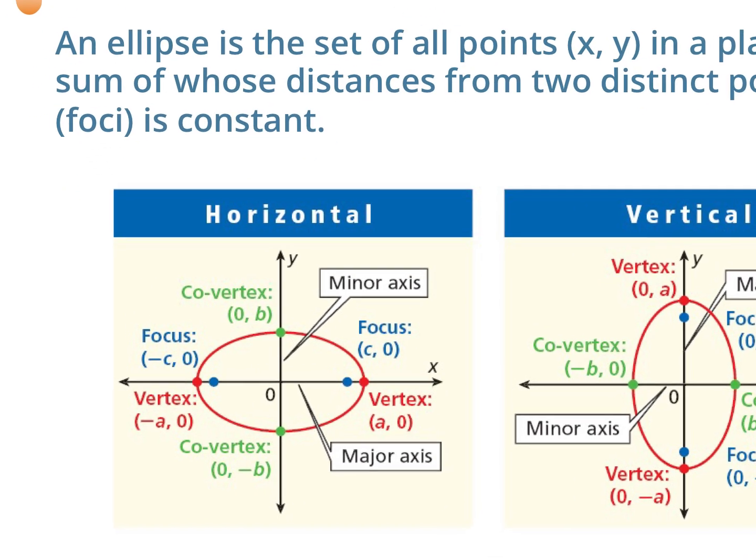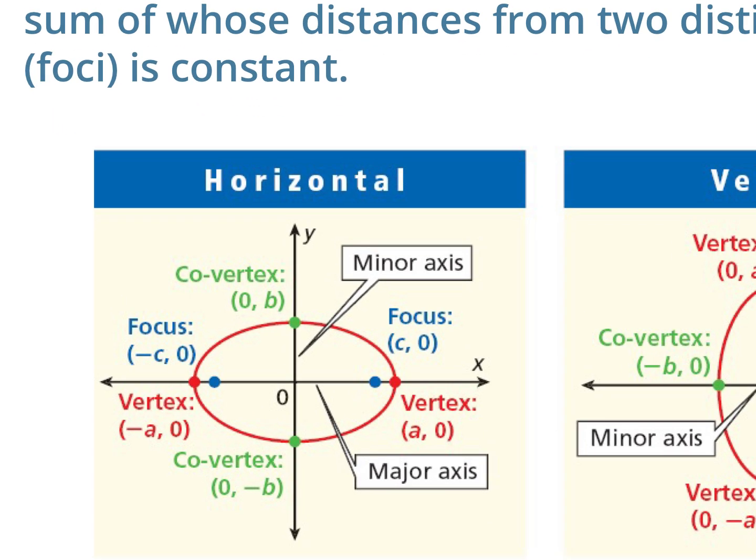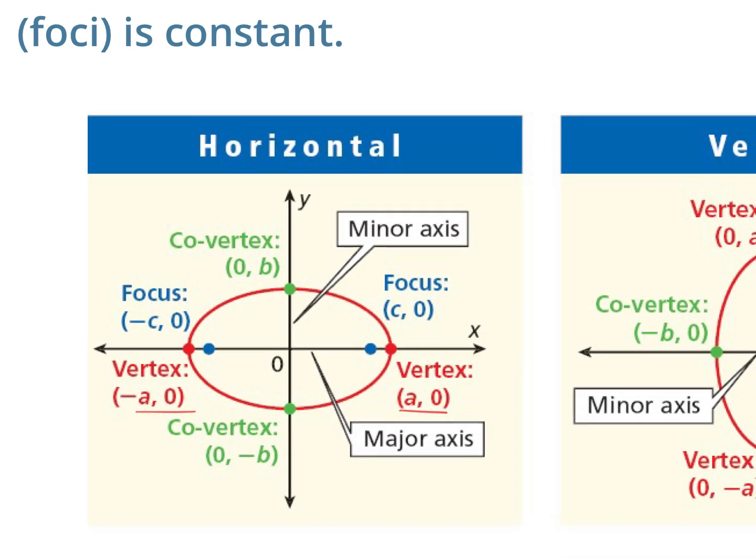I'll start with the horizontal one, but they're going to have pretty much the same parts, just depending on where, for example, the vertices go is going to depend on whether it's horizontal or vertical. So a horizontal ellipse looks something like this. It has vertices at a comma 0 and negative a comma 0, and your vertices, whether it's horizontal or vertical, are going to go along the longer axis, right? And we call the longer axis the major axis. The shorter one we call the minor axis, right?